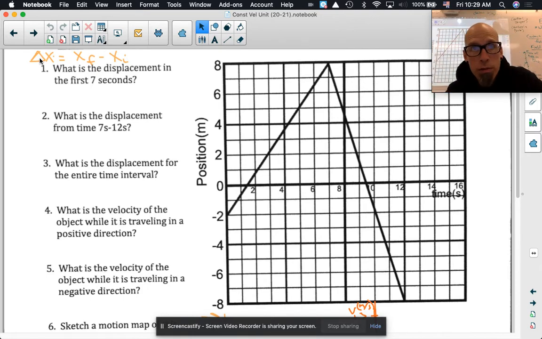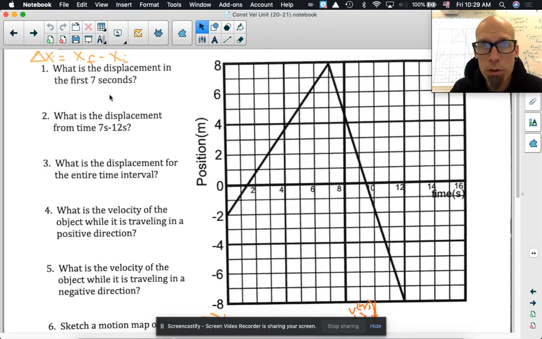So this little formula up here, that's how I said you could find it by taking where you ended minus where you started. That's how far your position changed. Because displacement or change in position only cares about two locations, where you started and where you ended. It's not the same as distance. That's totally different. So, what is the displacement of the first 7 seconds?